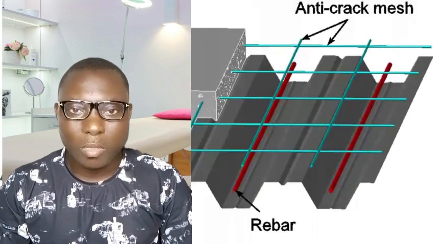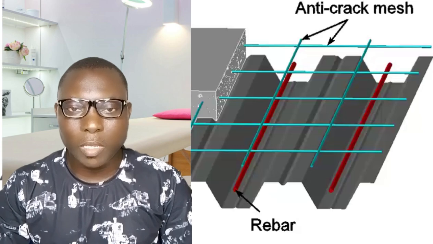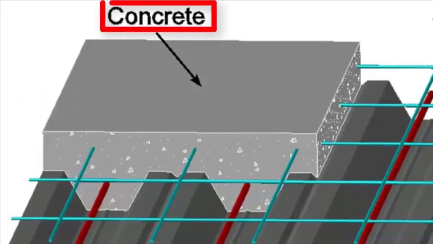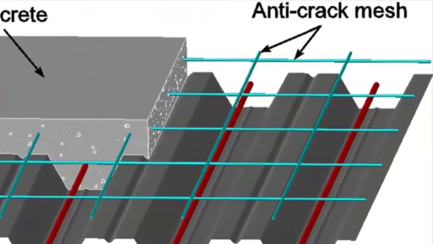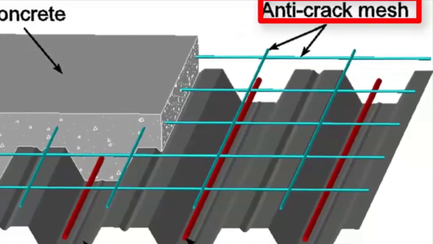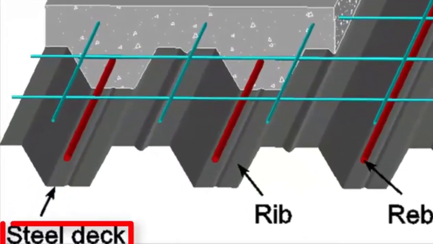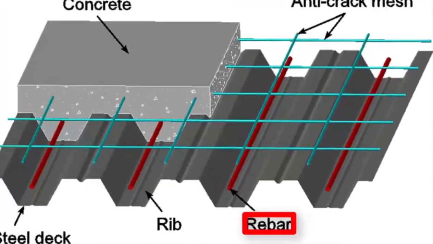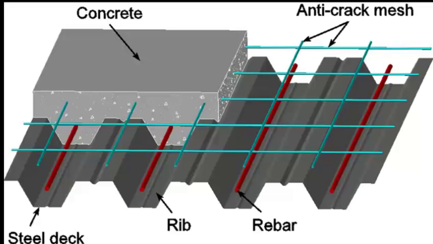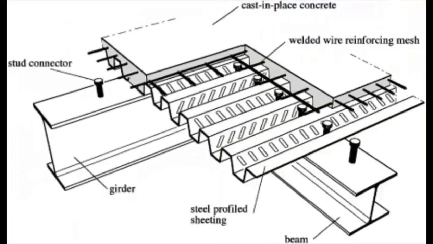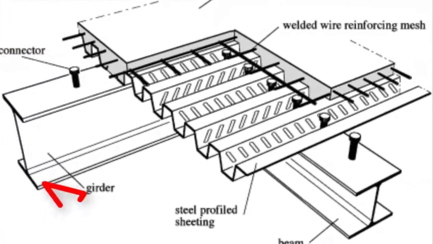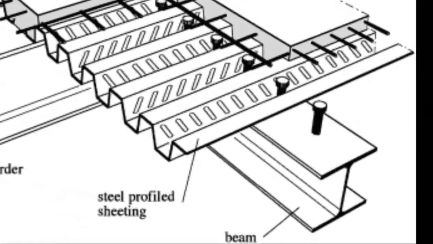We are going to be considering composite slab design, where we have to carry out modeling, analysis and design. We will look at the parts of the composite slab: the concrete, the anti-crack bars, and then the metal sheeting or steel deck. We also have the rebar, and another important part is the stud connector. These are the things we are going to be designing, and then the primary and secondary beams.